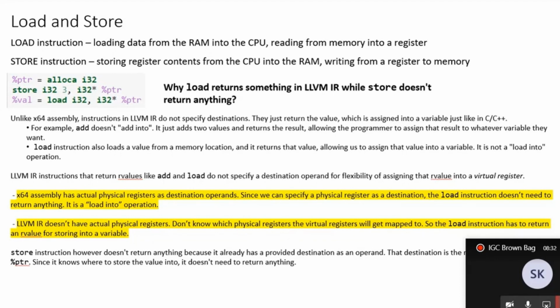Now, the store instruction doesn't return anything because it already has a provided destination as an operand. And that destination is the memory location of the pointer. That's a uniquely identifiable location. And since it knows where to store the value, it doesn't need to return anything. Think about it. What would the store instruction return? It doesn't make sense, right? It's not returning an R value or anything as a result of a computation or memory access.